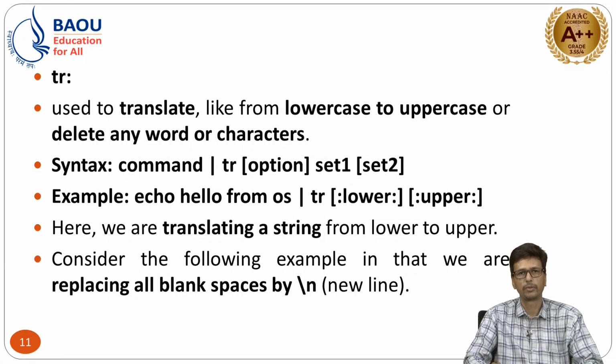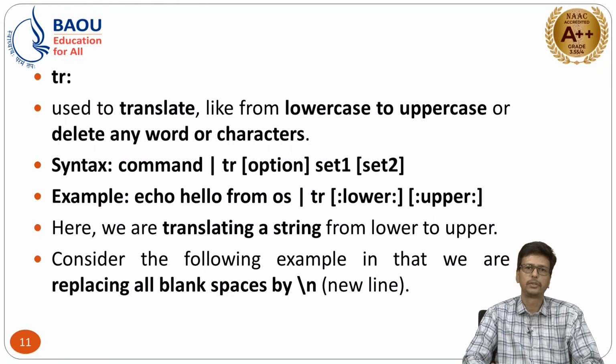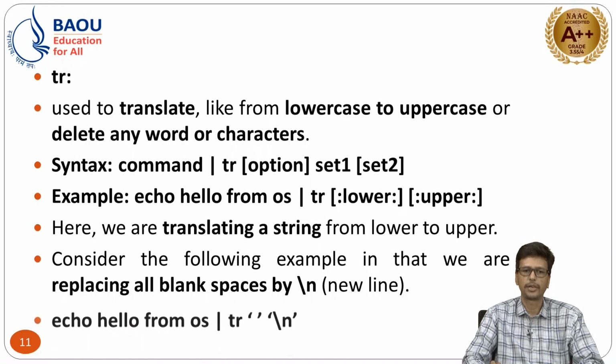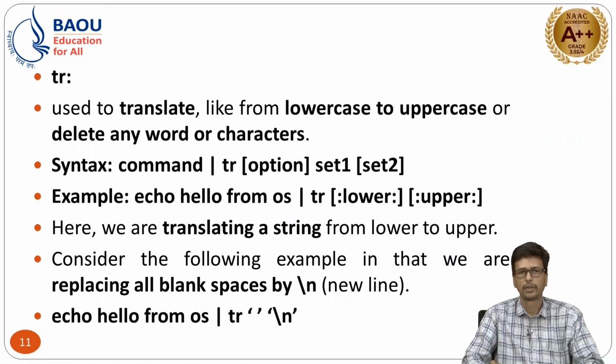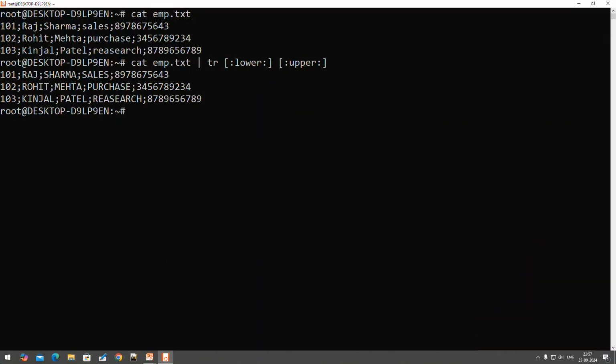Now suppose you want to replace some string, say for example the blank spaces, to be converted into a new line. In that case you use \n. So here, hello from OS, all three strings are separated by spaces. Now you want to change that space to a new line. In that case also you can use the tr command. So we can see it practically. Say for example we are creating one file, hello.txt. Here I am applying these few strings.